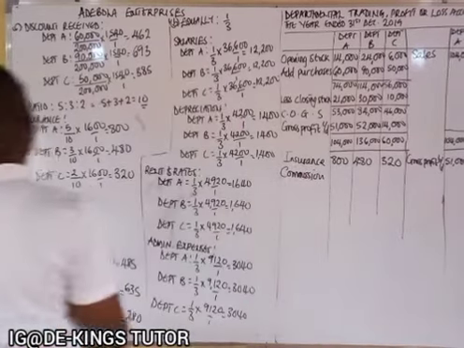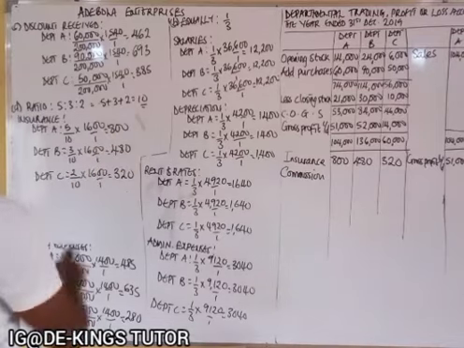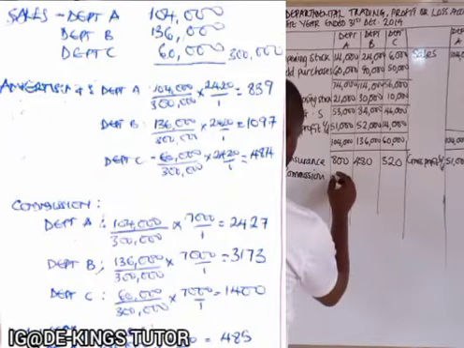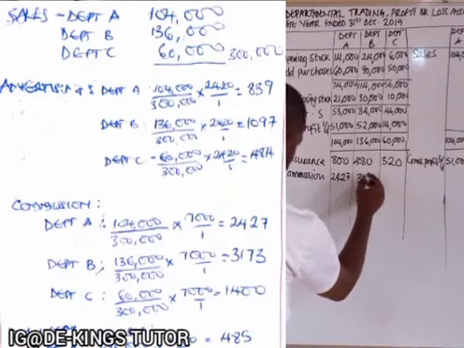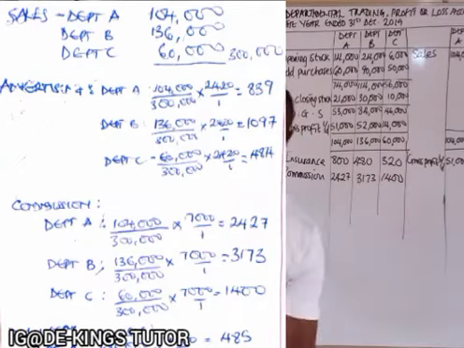We apportioned, we did commission. It was the one that was here before we cleaned it. So the commission paid for Department A is 2427. Department B is 3173. And Department C is 1,400.